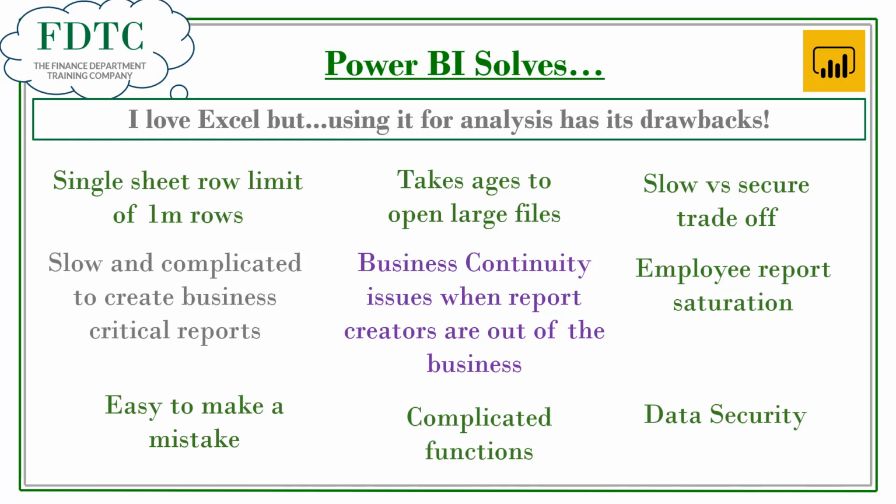Now, as I mentioned in other videos, I really love using Excel, but using it for analysis and repetitive tasks has its drawbacks, and there's definitely options for how this work can be done faster with other technology. In this video, we'll be talking about the business continuity problem, which is the various speed bumps that happen when report creators or maintainers of Excel reports are out of a business.